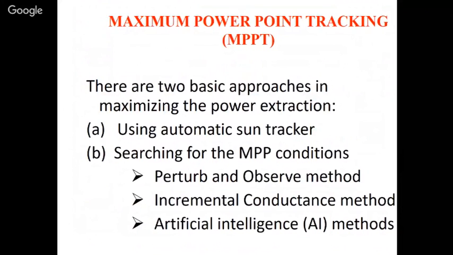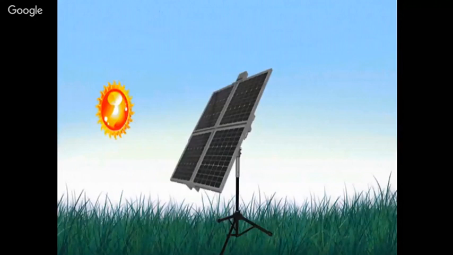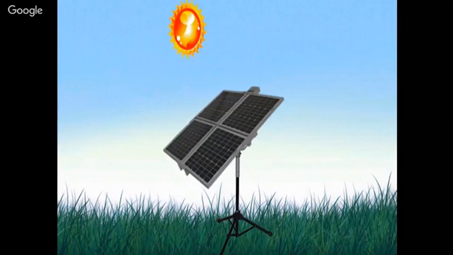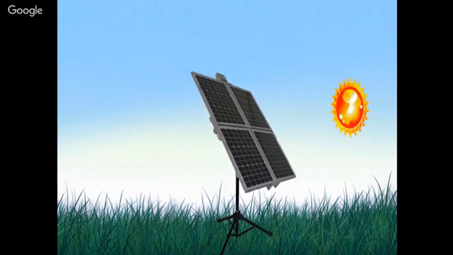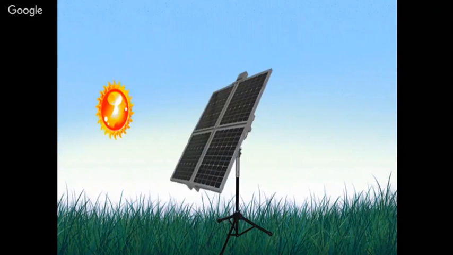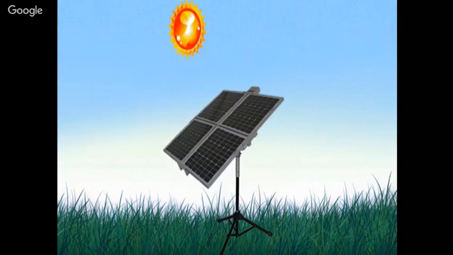That is the confusion now, is it? So next we will see that step by step. So first of all, we see this automatic tracking system. Here you can see a solar panel is there, and as the sun position changes, this also changes. So this is the automatic tracking system which we have.